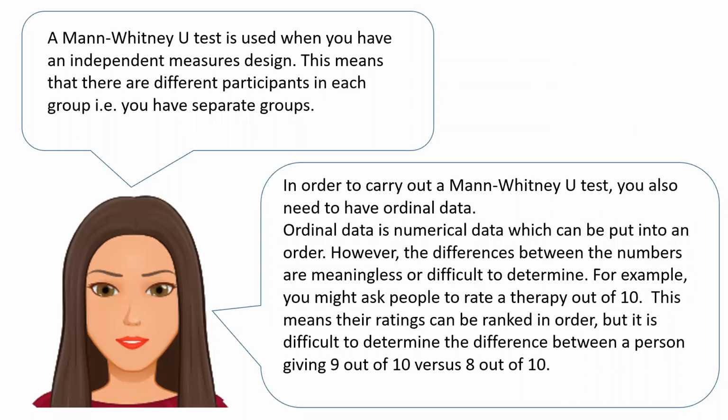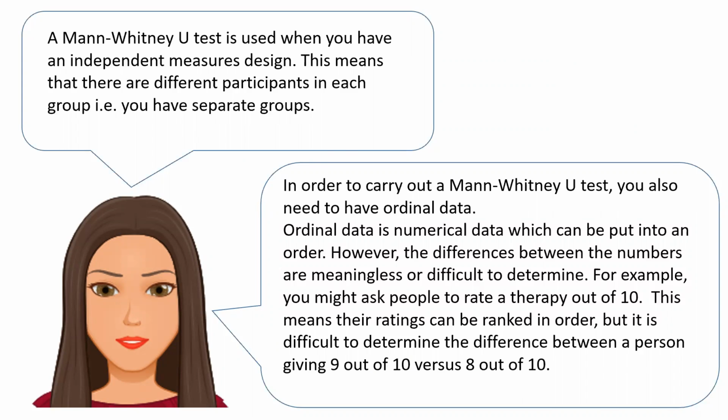A Mann-Whitney U test is used when you have an independent measures design. This means that there are different participants in each group, i.e. you have separate groups. In order to carry out a Mann-Whitney U test, you also need to have ordinal data. Ordinal data is numerical data which can be put into an order. However, the differences between the numbers are meaningless or difficult to determine.